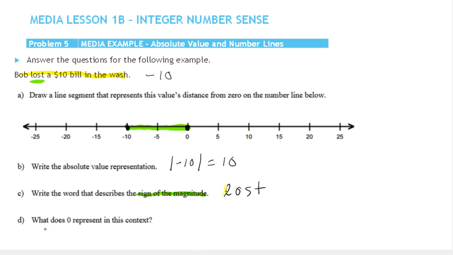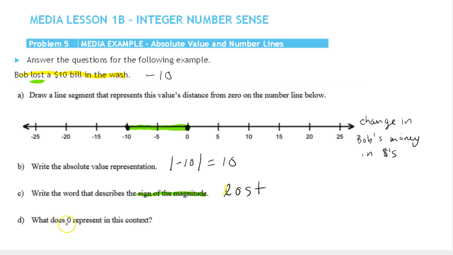And finally, we're asked, what does 0 represent in this context? So we want to think about basically what would 0, or the center of this problem, be, the one that has an absolute value of 0. So 0 represents, if we think of this number line as the change in Bob's money in dollars.